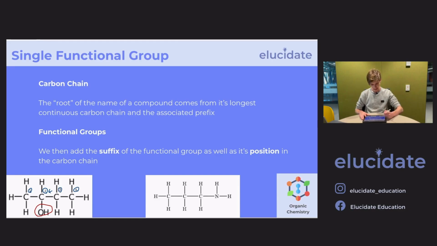Since we have 4 carbons here, we know that the stem is going to be butane, so we can put butane there. We also know that since it's an alcohol, we need an "ol" at the end, and it's in position 2. When we put that all together, we arrive at the answer 2-butanol.